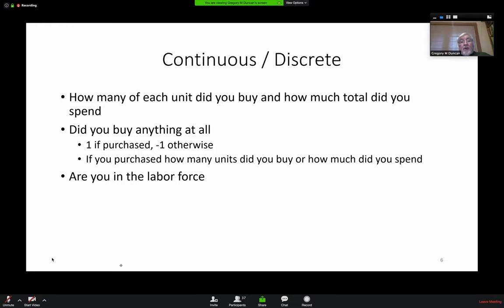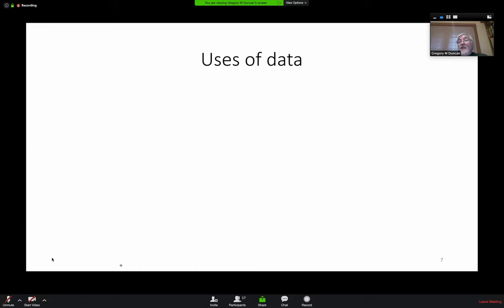Are you in the labor force? If so, how much did you work? Whether you're in the labor force or not is a different question from how much you worked. In fact, you could be in the labor force, but you don't have a job, you're looking, and you have 0 hours of work. These are very different kinds of data than I think you're used to, and we will learn how to handle all of them.